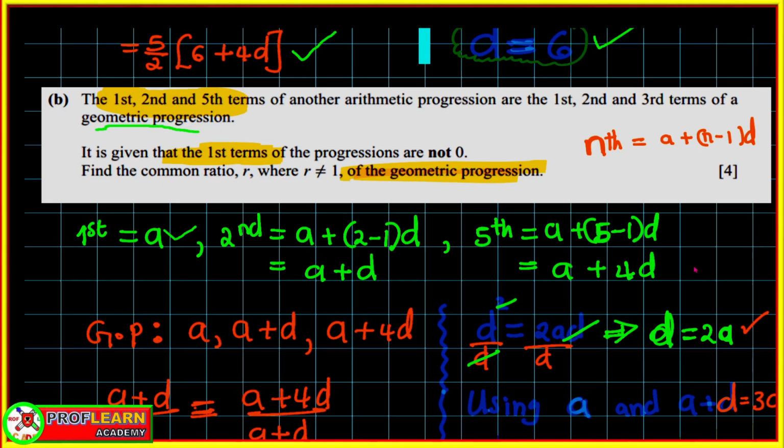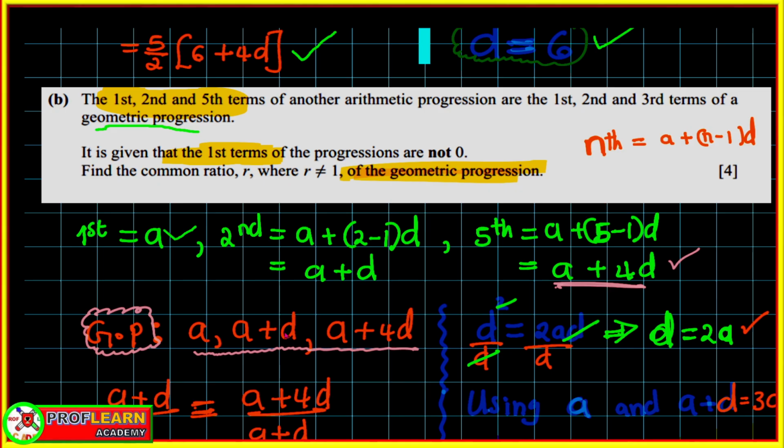But if we are finding now the fifth term, it will be 5 minus 1 into d, and the expression now becomes a plus 4d. So with that expression for the first term, second term, and fifth term, we have the first 3 terms of a geometric progression, which are a, a plus d, a plus 4d.